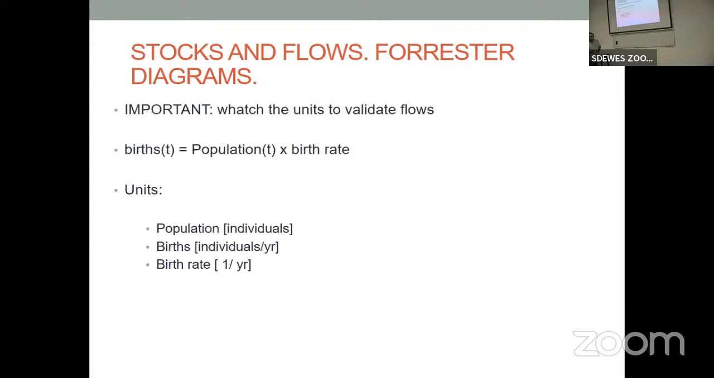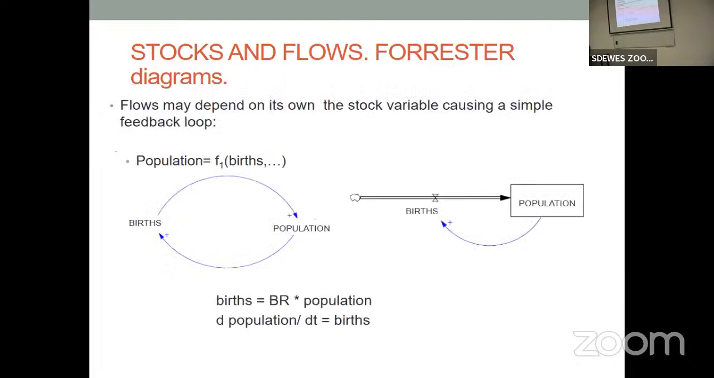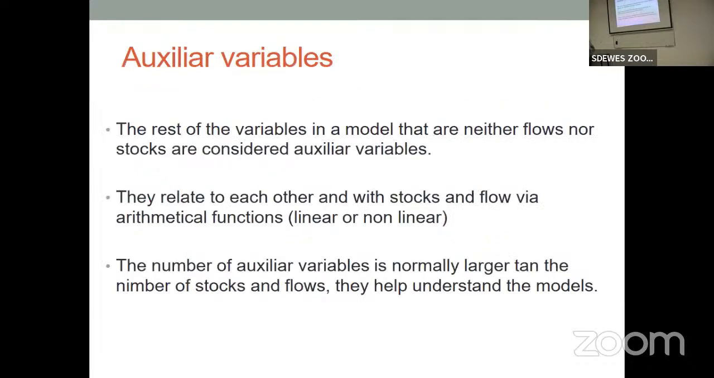So I was talking about the relevance of the units. This is something very clear, but I should mention that the units are very relevant. Obviously, we can use any kind of units, but the units should be consistent, coherent. So if we use population as individuals, births are individuals per year, and birth rate is the inverse of year, in order to maintain the coherence between the units.